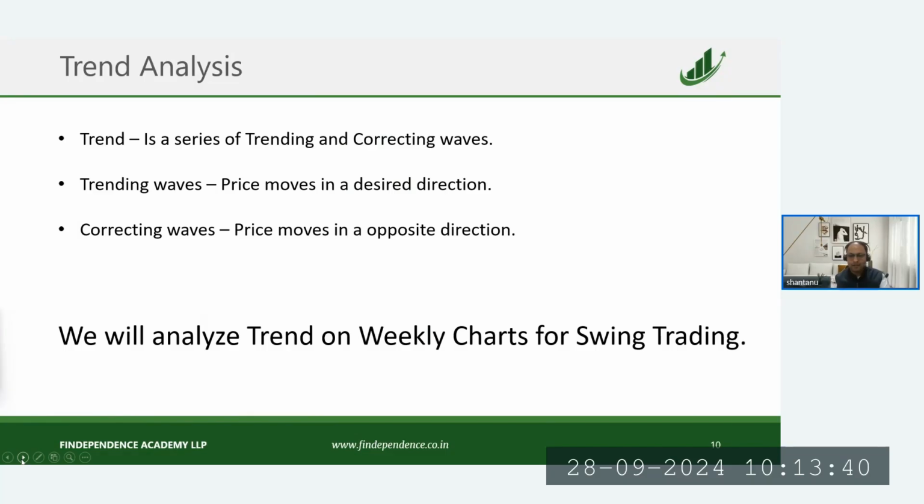Trend, as I said: if a stock has to move from 100 to 200, it won't go in a straight line. What will typically happen is the stock will go up, then come down, and then again start its move up. So a trend will be a series of up moves followed by down moves. A series of up moves will be called trending waves, where price moves in the desired direction. And when it's a down move, let's call it a corrective wave, wherein price will be moving in the opposite direction.